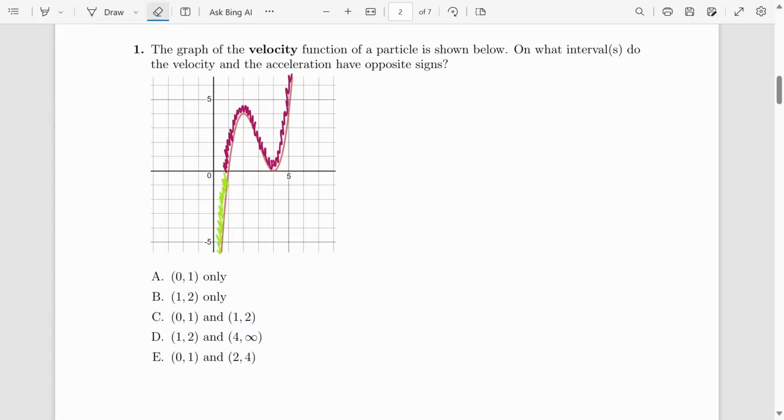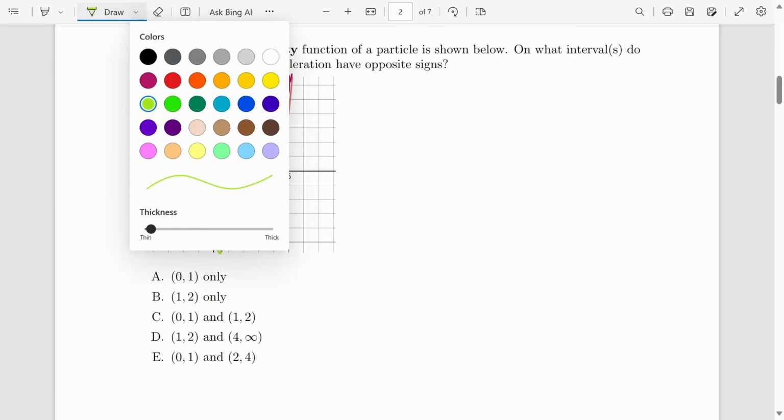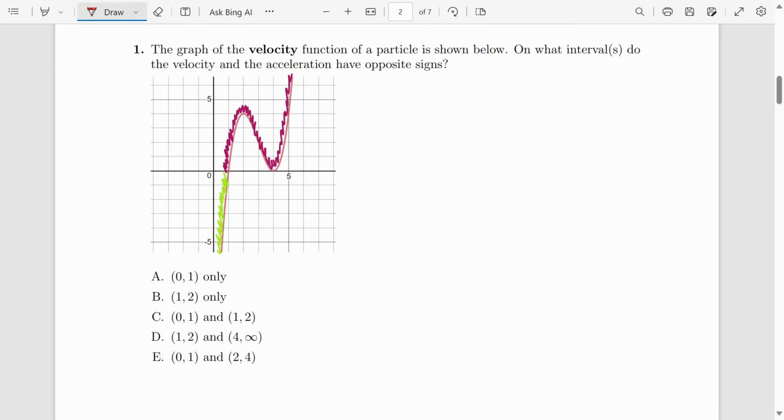And now for acceleration, since acceleration is just the derivative of the velocity, we can just look at the slope of the velocity to determine the sign of the acceleration. So I'm going to use red for when the acceleration is positive, whenever the slope is positive. So that's segments like right here. When the slope is increasing, it's positive.